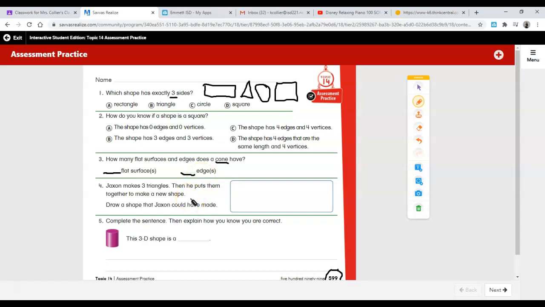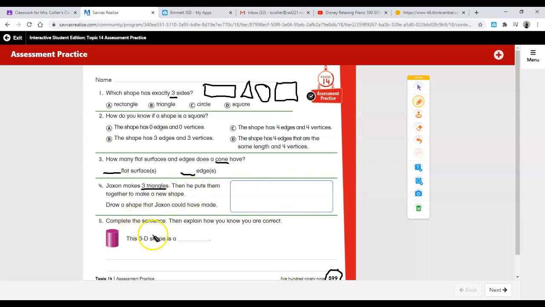Number 4 says Jackson makes 3 triangles, then he puts them together to make a new shape. Draw a shape that Jackson could have made. In this section over here, it wants you to use 3 triangles to make a new shape. So take those 3 triangles over here and put them together to make a new shape. You might have to try a couple times, but you can do it.